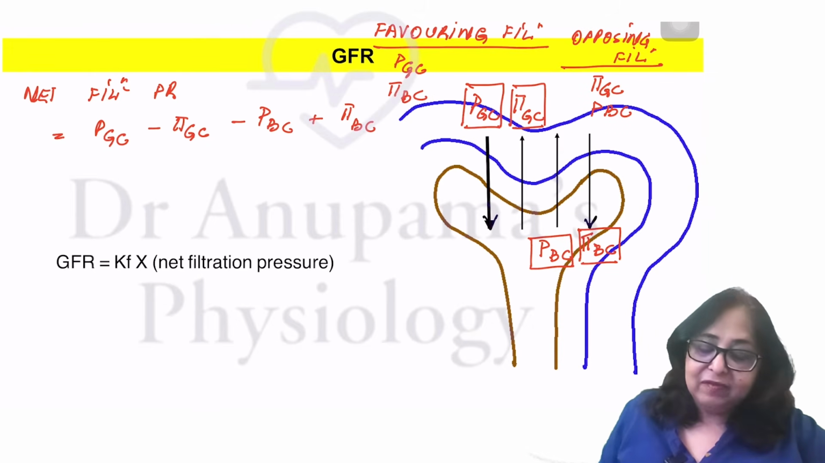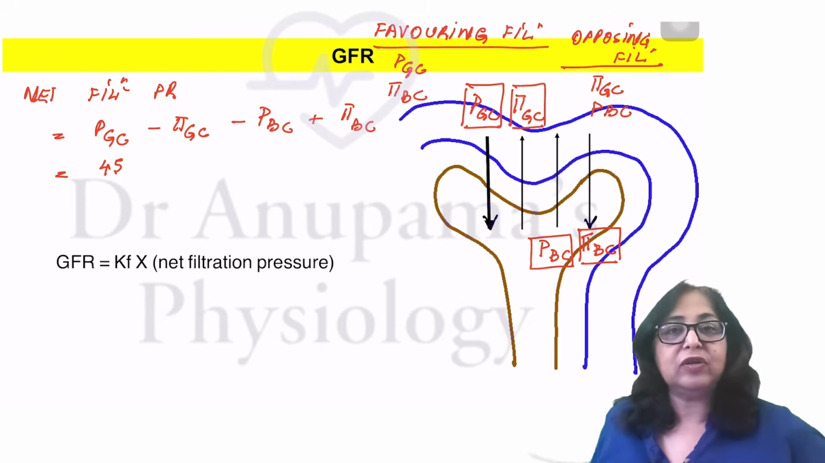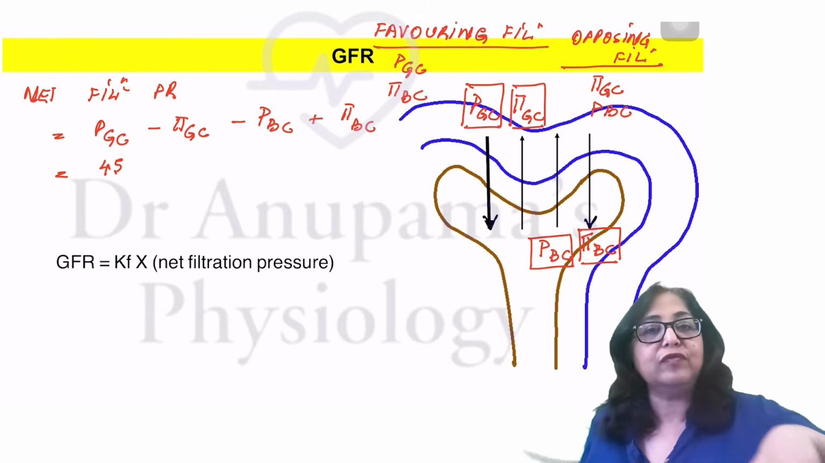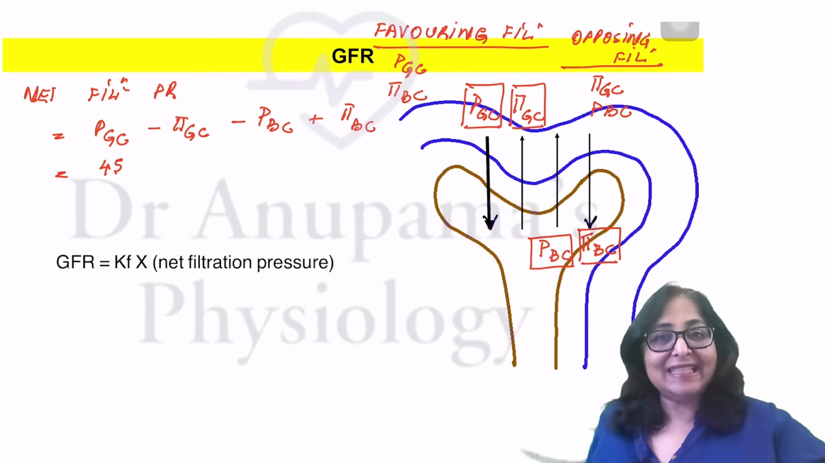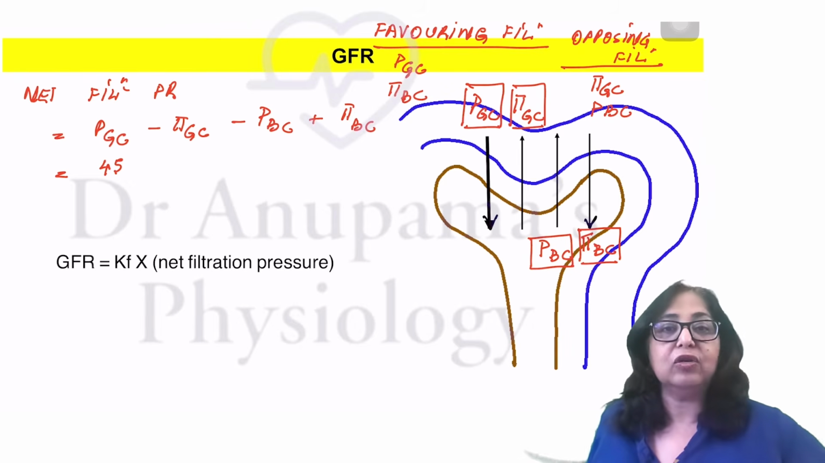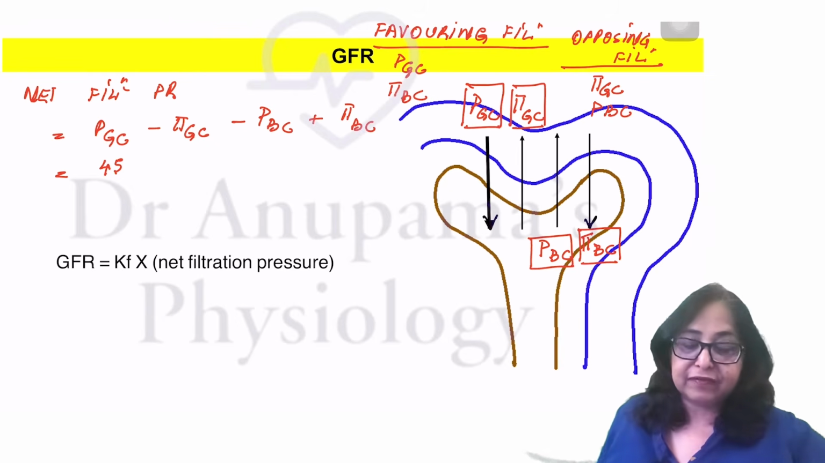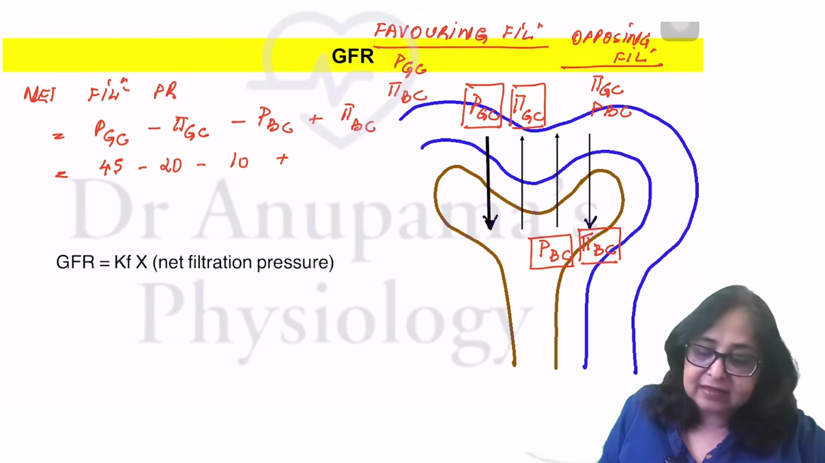How much is the normal value? PGC, the hydrostatic pressure in the glomerular capillaries, is the highest out of all the capillaries in the body. Normally, the PC, hydrostatic pressure in the capillaries, is about 35 millimeters of mercury, but in the glomerular capillaries, this is 45. Minus 20, minus 10, plus 0.